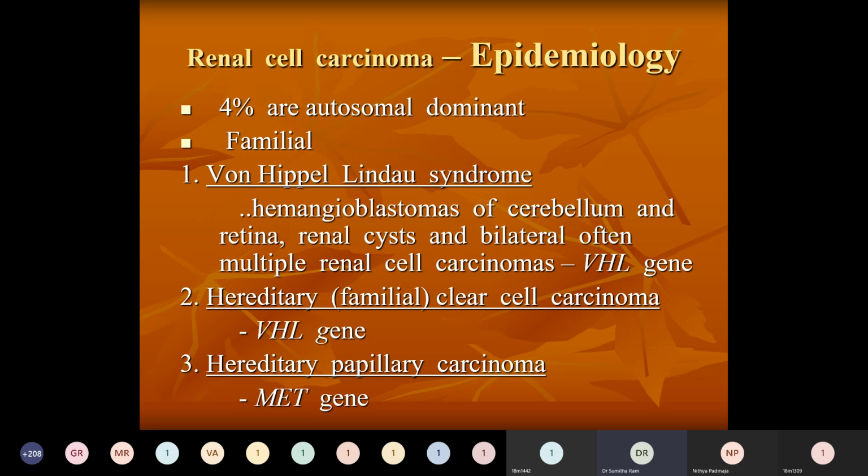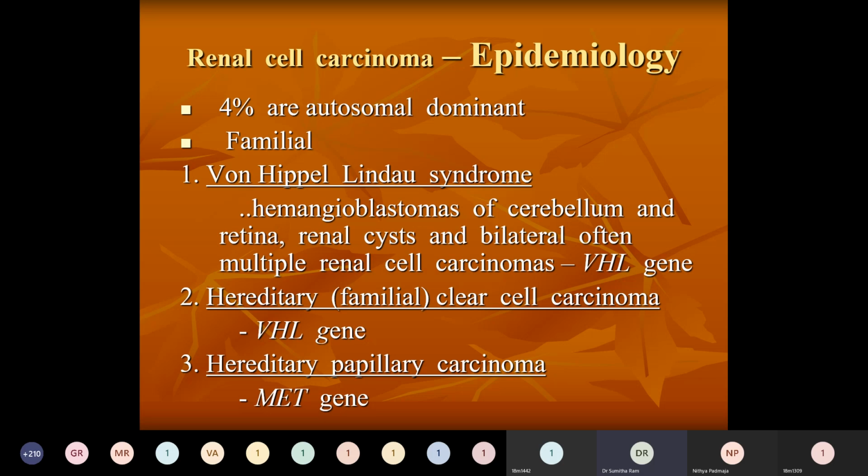Now, 4% of these renal cell carcinomas are autosomal dominant and familial. Among these is von Hippel-Lindau syndrome. Syndrome means there is a group of lesions or specific pathologies in different organs which make up the syndrome. Von Hippel-Lindau syndrome comprises hemangioblastomas of the cerebellum and retina, along with renal cysts and bilateral and often multiple renal cell carcinomas. This is attributed to the VHL gene, which is a tumor suppressor gene.